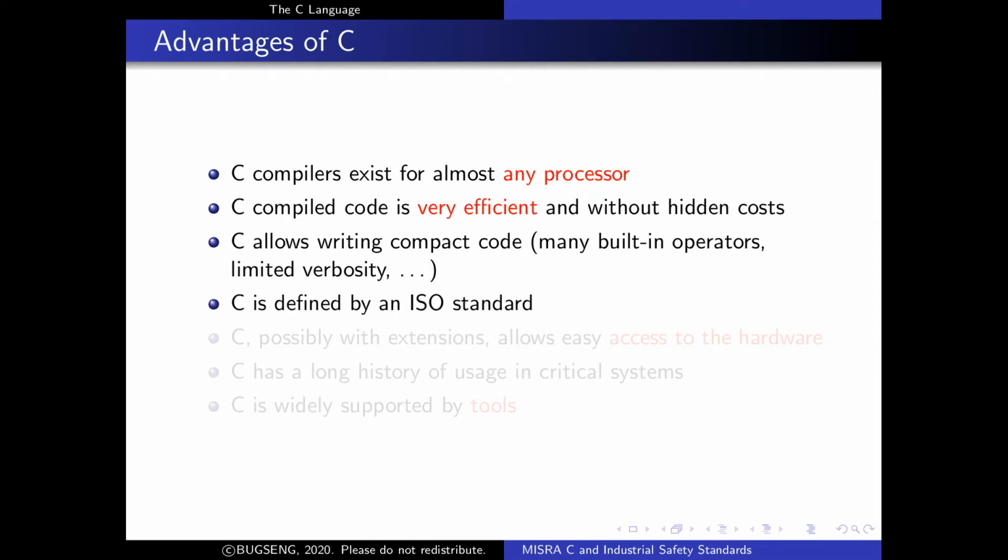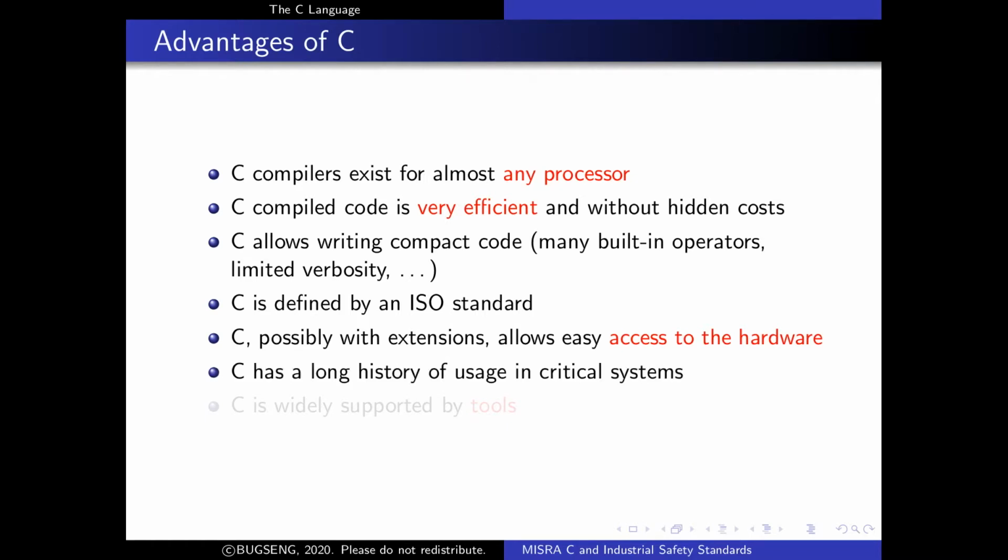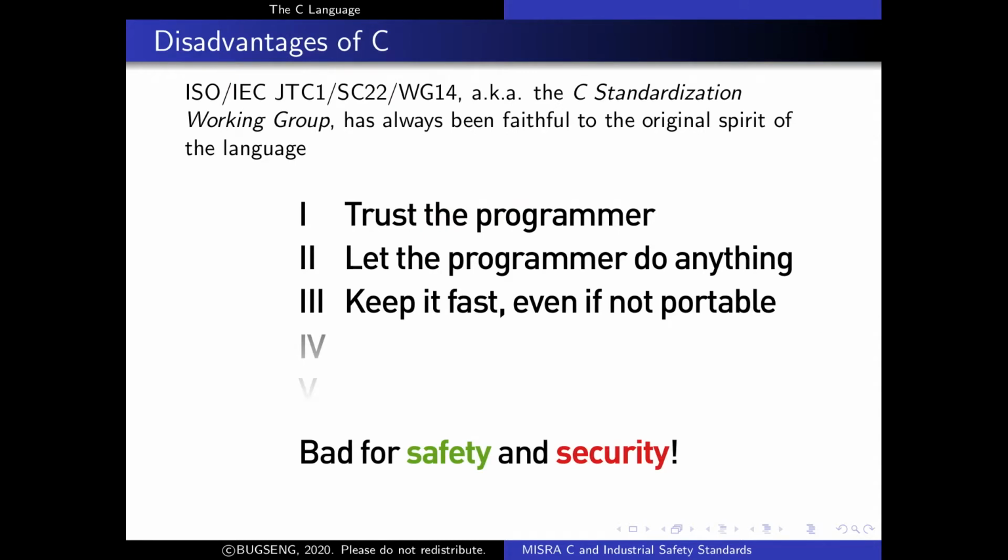C is defined by an ISO standard, and what is important for programming embedded systems is that C, possibly using compiler extensions, allows easy access to the hardware. C has a long history of usage also in critical systems, and there are lots and lots of tools that assist people developing software in C. Many of these things, however, as we will see, are in sharp contrast with the safety and security requirements.